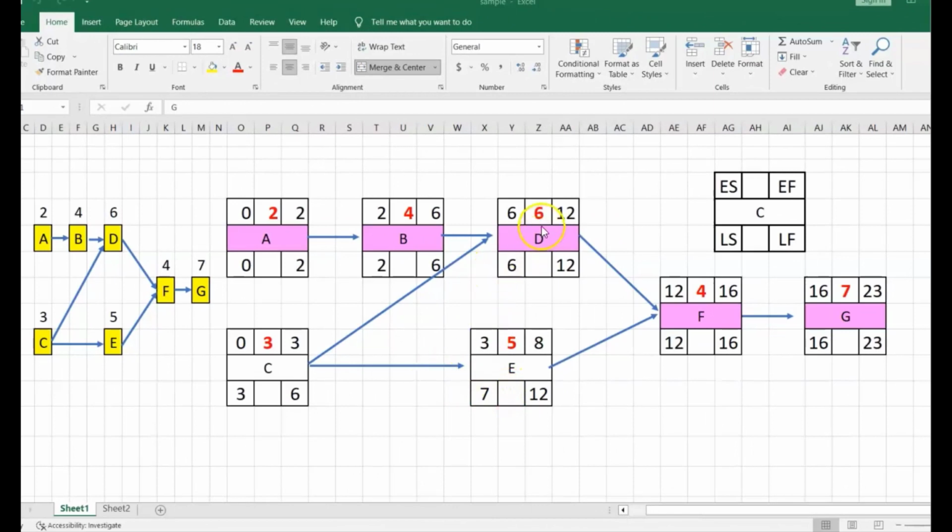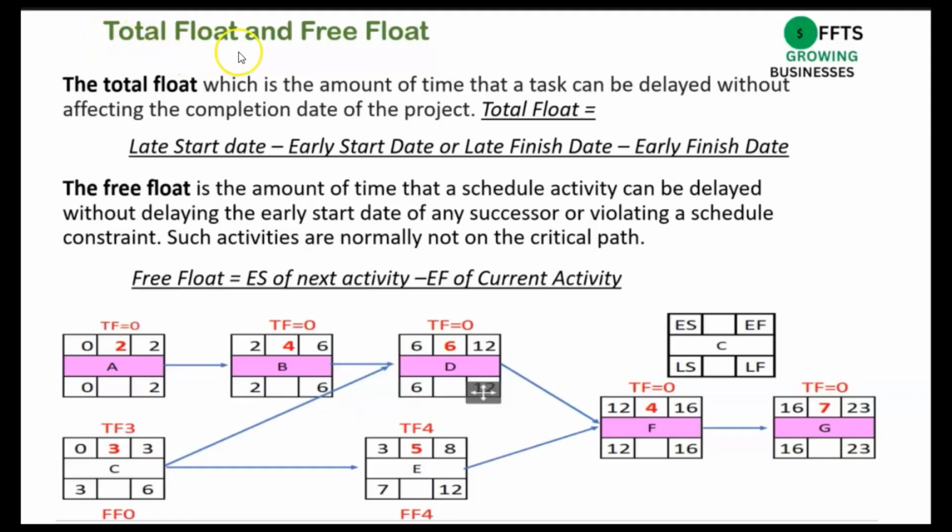Given that D has to start at 6, the latest C can finish is 6. So that is 6 minus 3, which is 3. What we have done is a forward pass that has confirmed the critical path, and a backward pass that has also shown us something called float. So let us discuss float a little more. I'm introducing you to the concept of total float and free float.